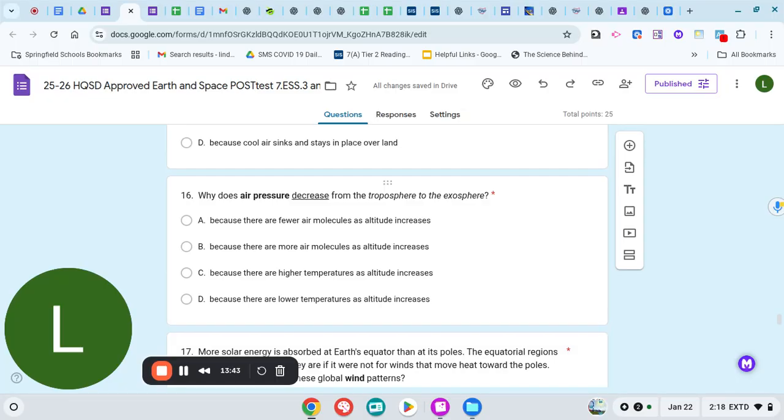(16) Why does air pressure decrease, meaning go down, from the troposphere to the exosphere? So why does the air pressure decrease? Why does it weaken? Why does it get less from the troposphere to the exosphere?